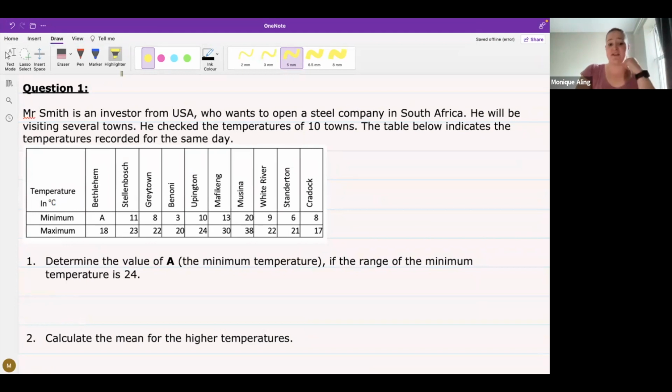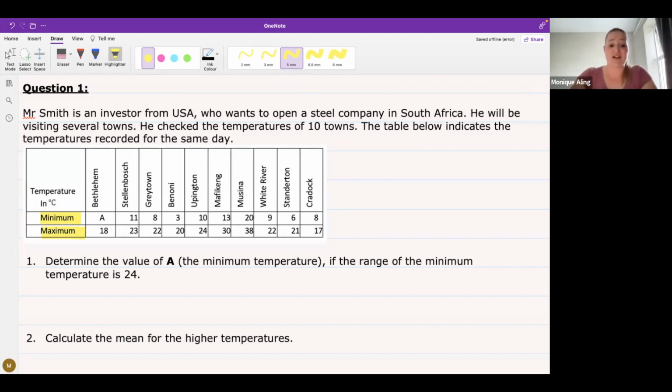Okay, so key thing to take note of is that they've given us the minimum temperature and the maximum temperature of all these different towns for one day. So let's say it is a Monday. In Bethlehem, we don't know the minimum temperature. We know the maximum. Stellenbosch, we know the minimum and the maximum. So on that particular Monday, it's going to be possible low of 11, but possible high of 23. Greytown will be a minimum of 8, but could go to a high of 22. So that's how we read it. This is all for one day. The possible low temperature and the possible high temperature.